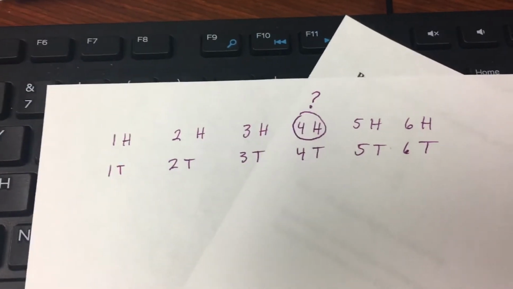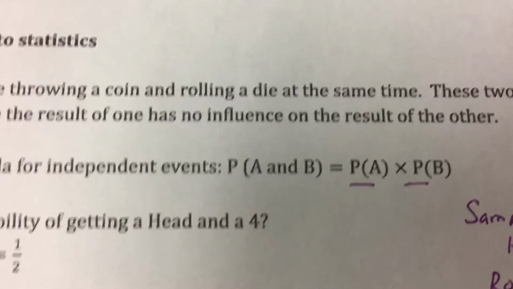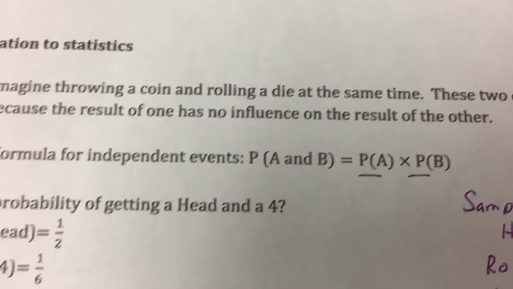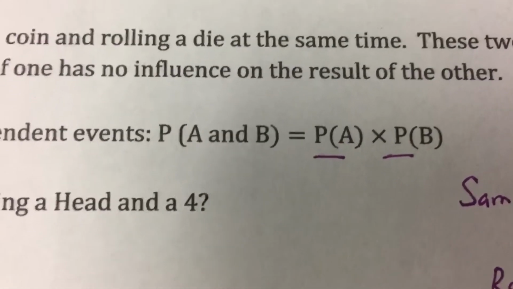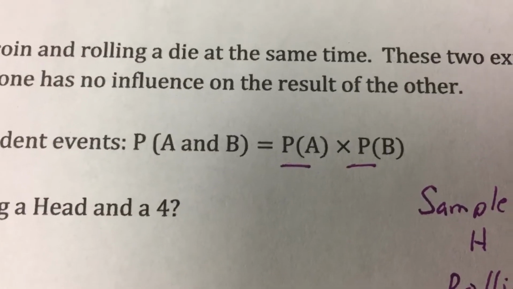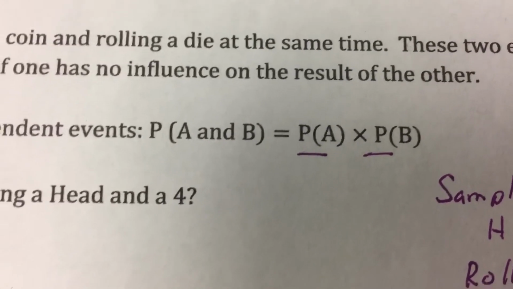Well, what they want you to do, instead of having to draw this out all the time, is use the formula that they've given us. If I want to know what's the probability of getting heads and a 4, notice I would have to find the probability of getting heads times the probability of getting a 4 and multiply those, and I would get the exact same thing as what I came out with on this.